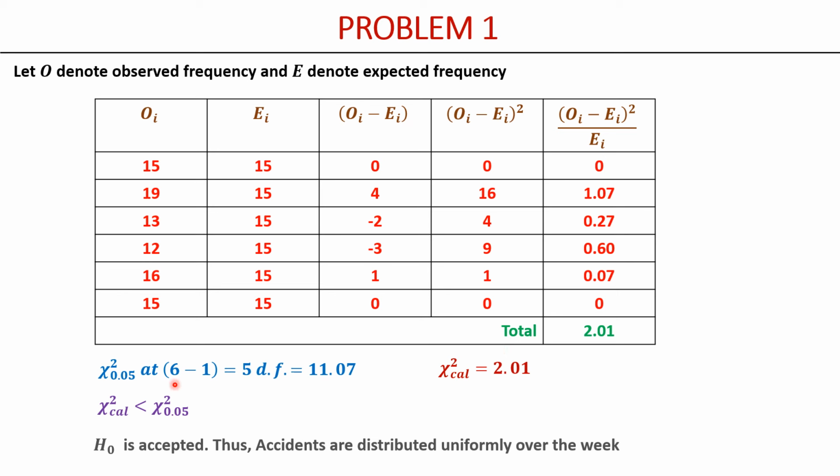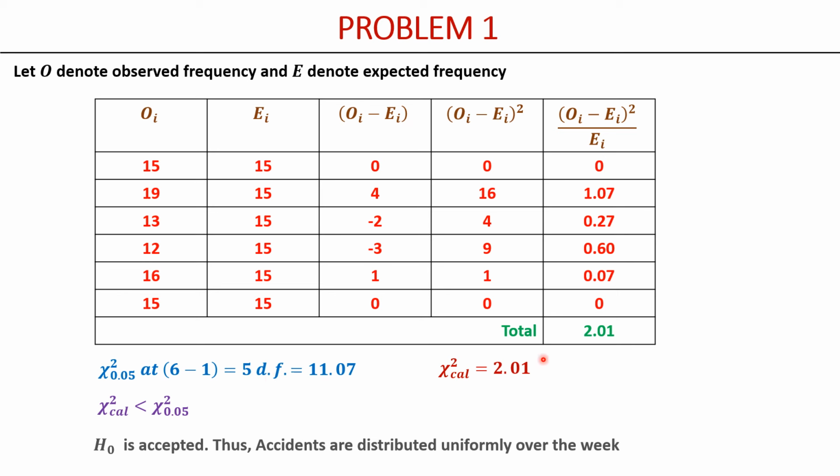Look at the degrees of freedom that I have. It is n minus 1. The total number of values that I am given is 6. So 6 minus 1, at 5 degrees of freedom for 0.05, the last but one column. If you note in the table, it is 11.07.